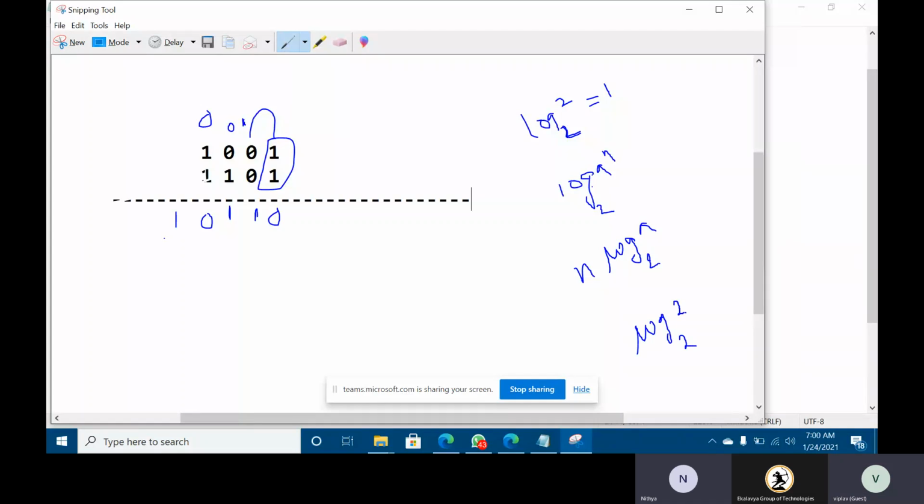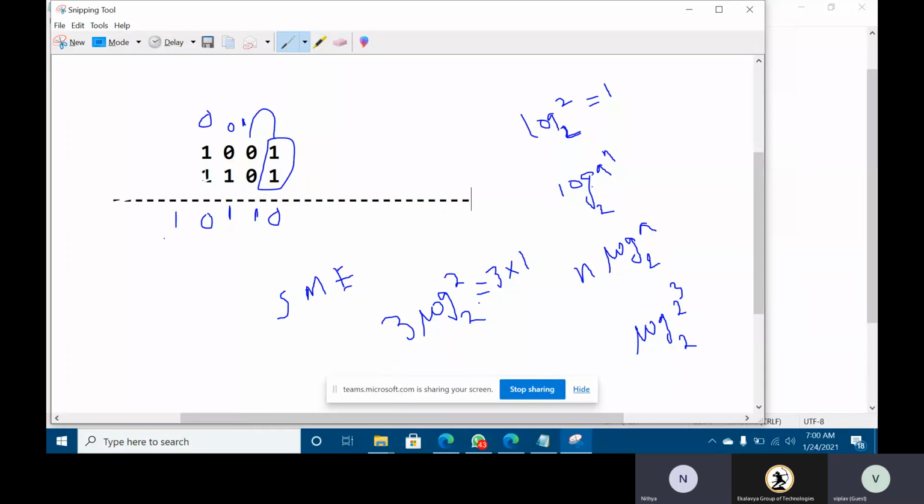Now suppose I am having log of 2 power 3. How is it represented? Nothing but 3 log base 2 of 2, so we will get 3 into 1. This is for the simple case. If we have fractional numbers, then we go for floating point representation, that is sign bit, then mantissa, and exponent forms.